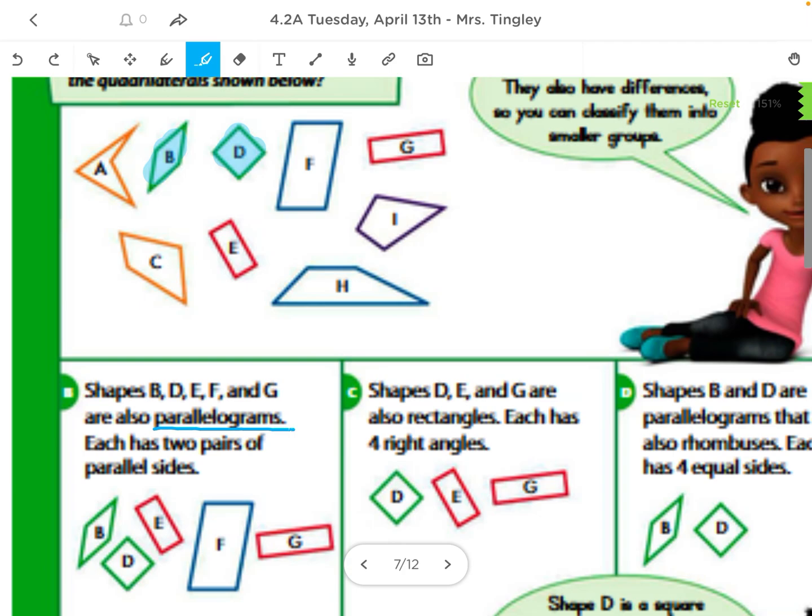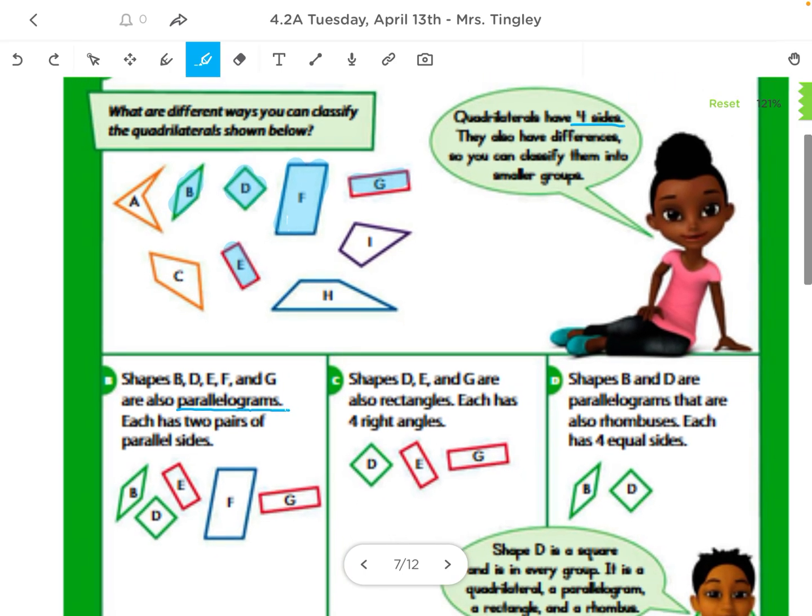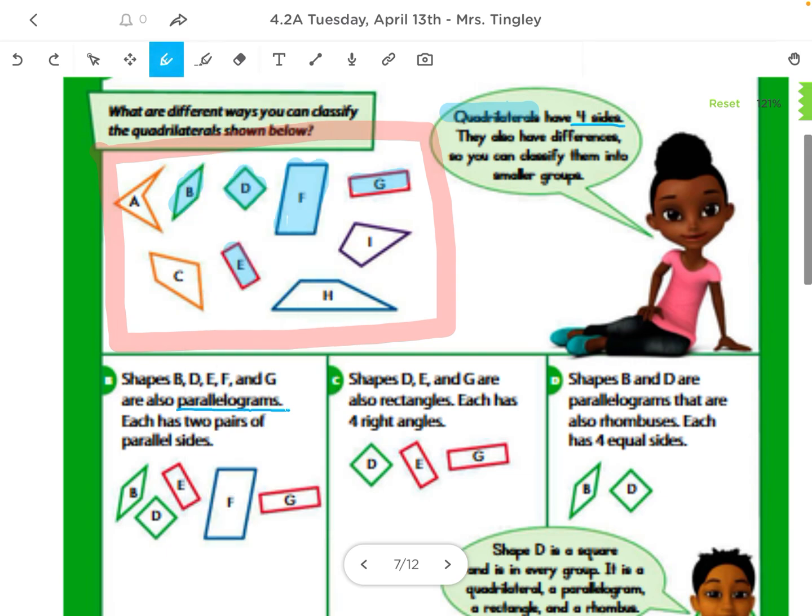So this is a parallelogram. D is a parallelogram. G is a parallelogram. F is a parallelogram. And E is a parallelogram. So the biggest group is quadrilaterals that have 4 sides. So all of these shapes have 4 sides, but only 1, 2, 3, 4, 5 of them are parallelograms.